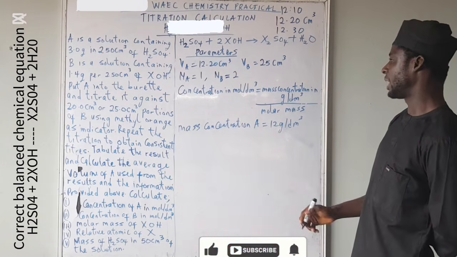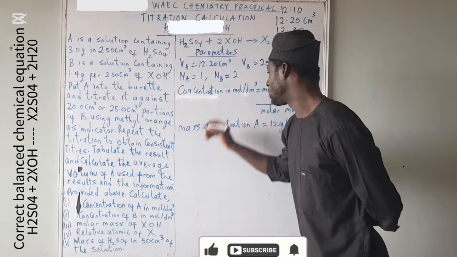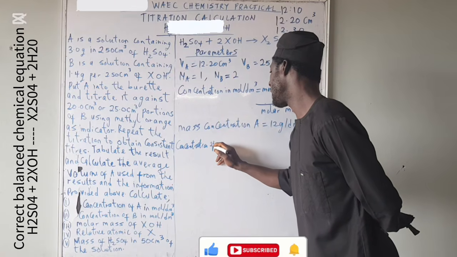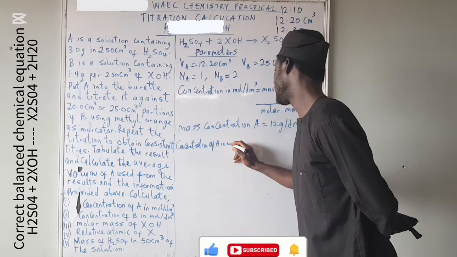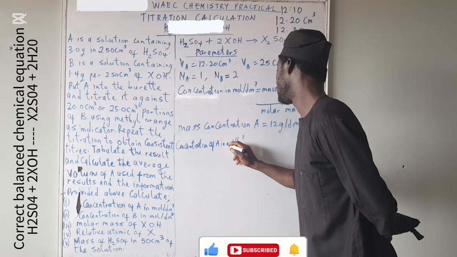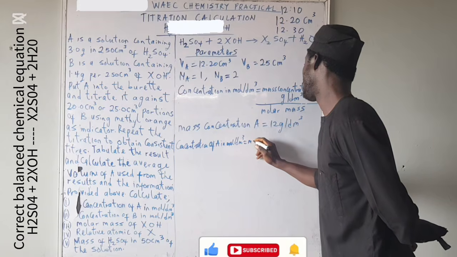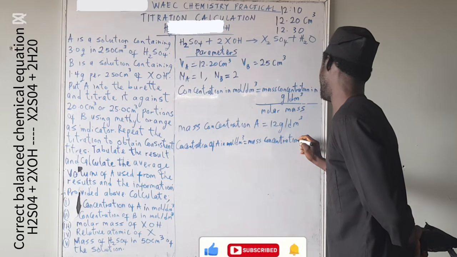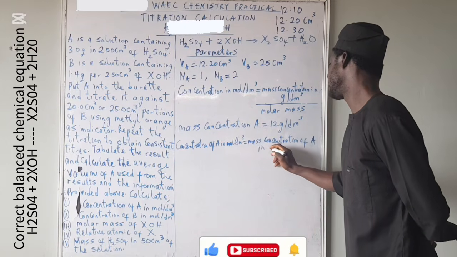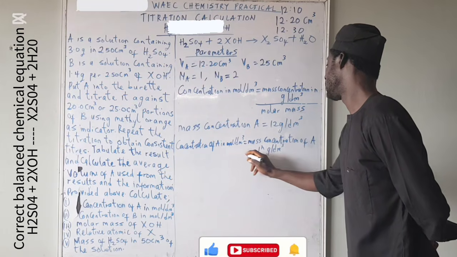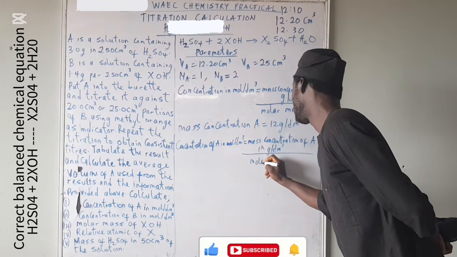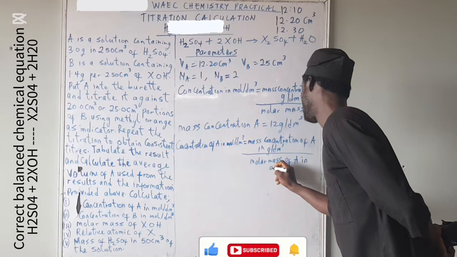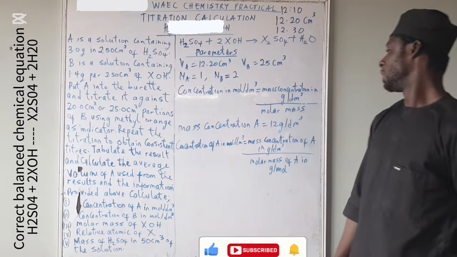Now, let's use this formula to find our molar concentration of the acid. So it now becomes: concentration of A in mole per dm cube is equal to mass concentration of A in gram per dm cube over molar mass of A in gram per mole. So this is what we want to find.